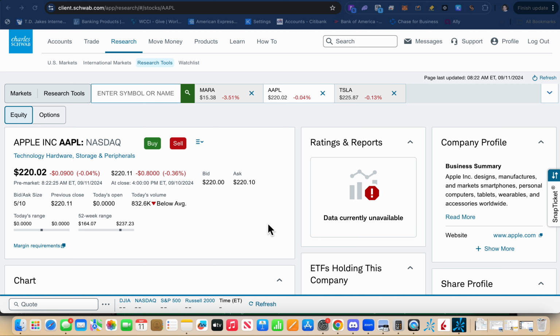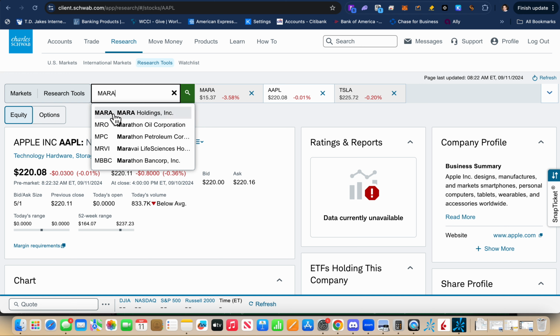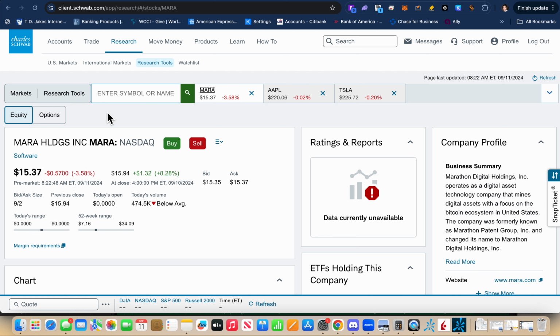Hey, a really quick demo of selling covered calls against your shares in Charles Schwab. And this is the web version of Charles Schwab. So, first, we enter the symbol for the equity that we want to sell the covered calls against. In this case, I'm interested in selling covered calls against my MAR shares.